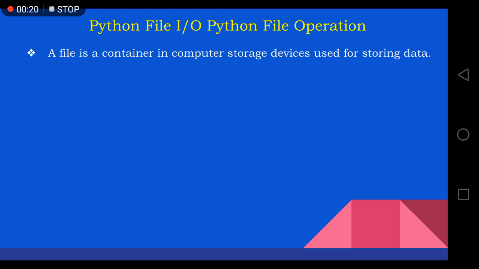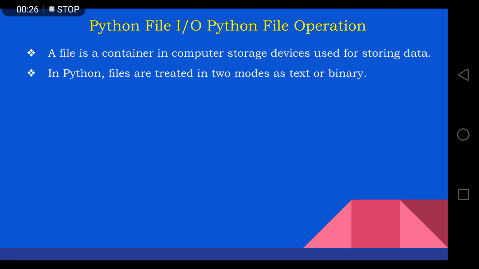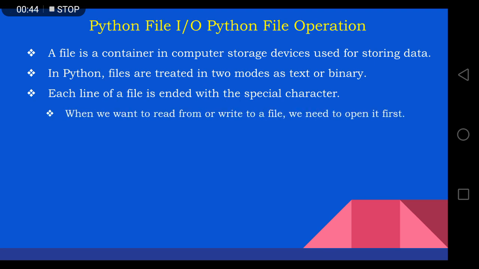A file is a container in computer storage devices used for storing data. In Python, files are treated in two modes, text or binary. Each line of a file is ended with a special character. To know the end of the file, we have the end of file, EOF, character. In the same way, within the file, the end of a line is also communicated by a special character.